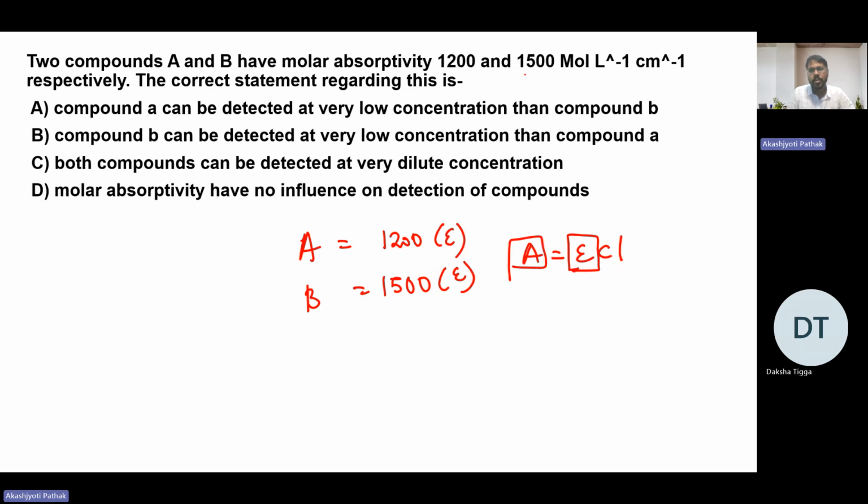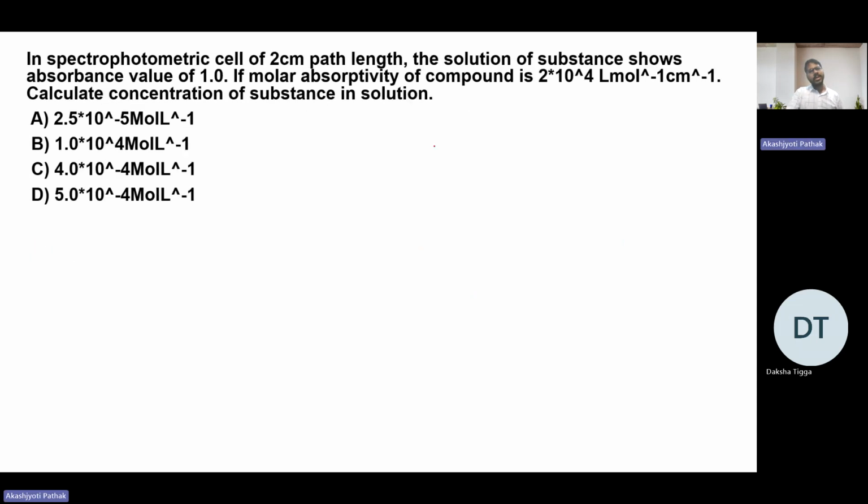So the more the molar extinction coefficient, the more will be the absorbance. So your B molecule is having 1500 molar extinction coefficient, so it will show more absorbance. So that is why compound B can be detected at very low concentration, because its molar extinction coefficient is 1500. So it can be detected at low concentration than compound A. Okay. Now answer this question.